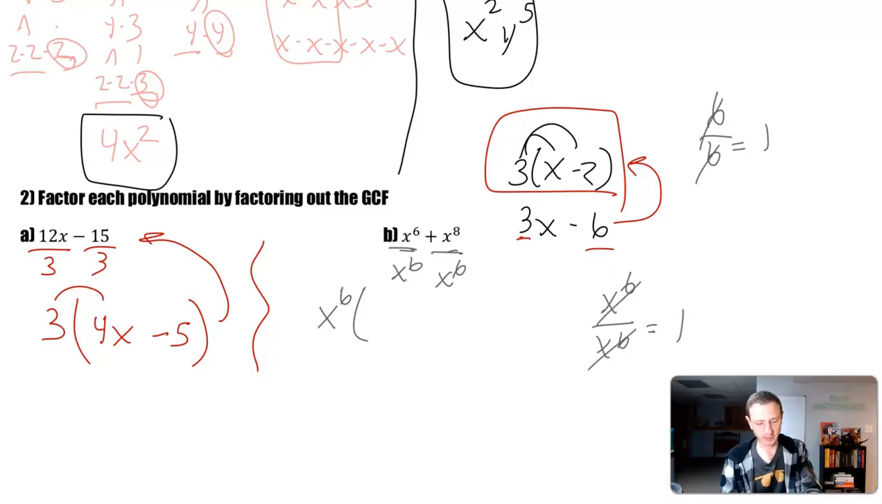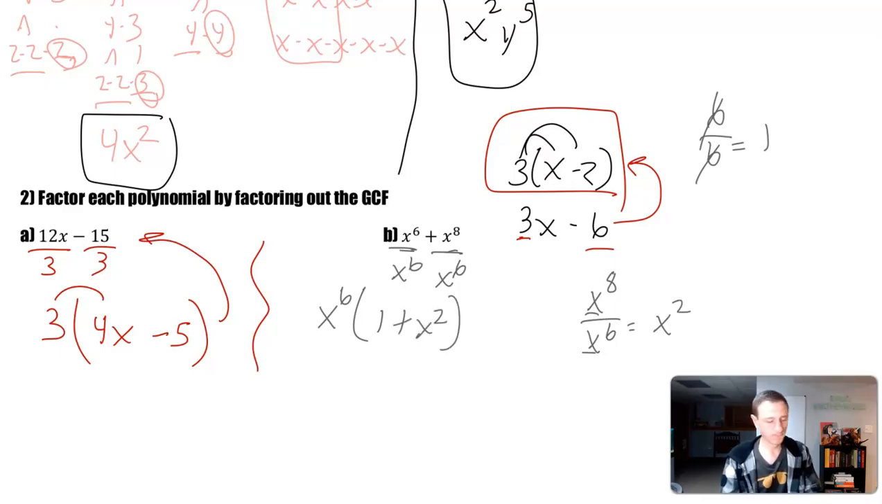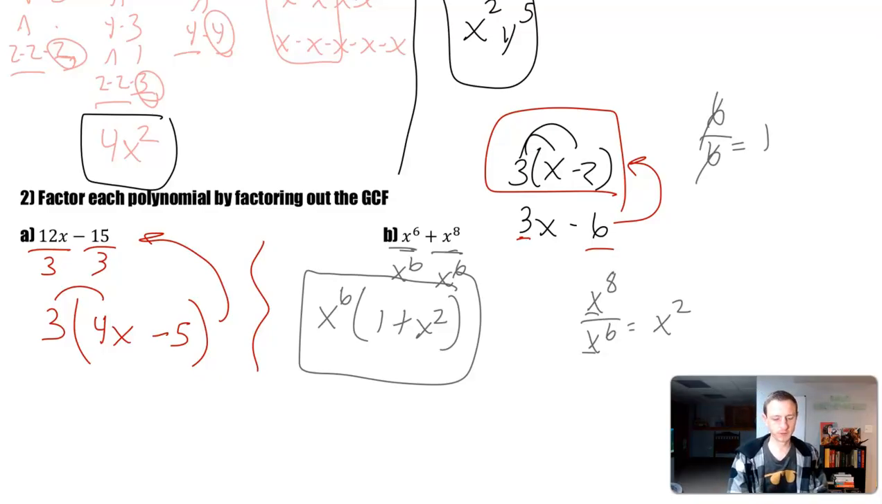And I'll do a little reminder on dividing variables with exponents. So let's look at x to the 8th divided by x to the 6th. When we are dividing by the same base, we subtract the exponents. So 8 minus 6 is 2, so I'm going to be left with x squared. So 1 plus x squared. And that is factored. Let's keep going.